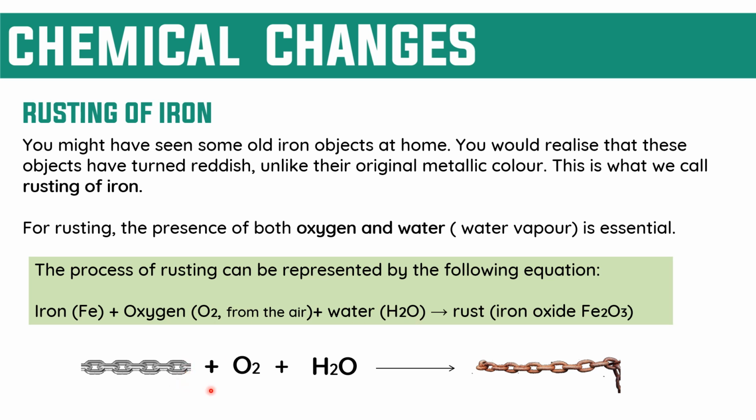And here we just see this equation. This is the fresh iron. Look at the appearance of this fresh iron, it looks like a silver chain. It reacts with atmospheric oxygen, that is O2, and with water vapor, that is H2O, to form rust. See the color, that is a reddish brown color. That is because of the formation of rust. So this rusting of iron is a chemical change, and this is very, very important.